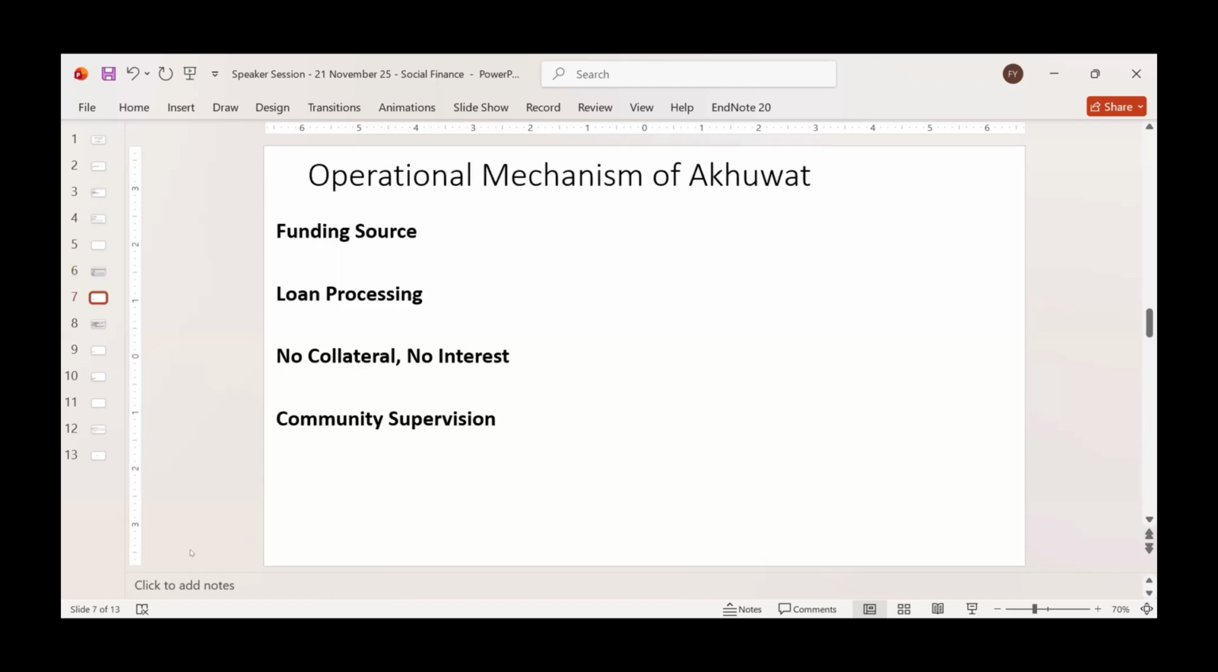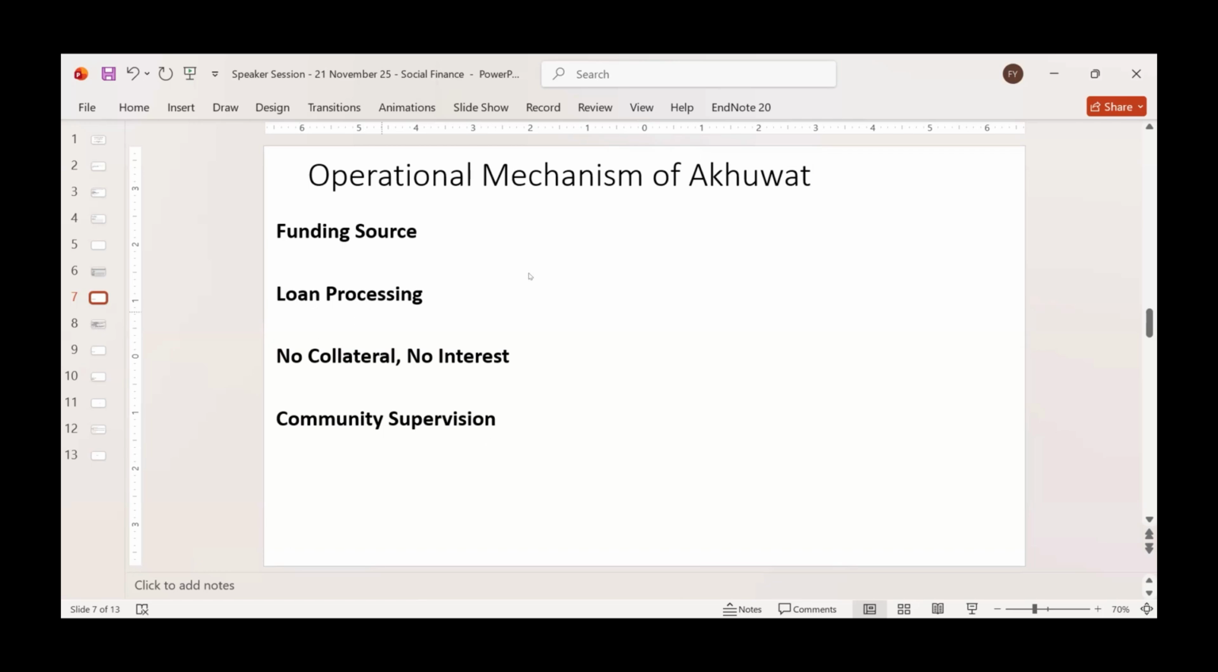So, what is the main operational mechanism of Akhuwat? The funding source is from donations. The most funding comes from donations from individuals, corporations, and different philanthropists. Then waqf-based funding is also available, and partnerships with different financial institutions.